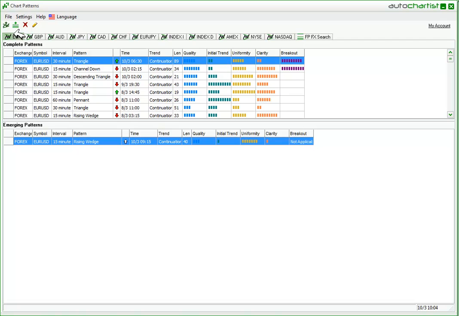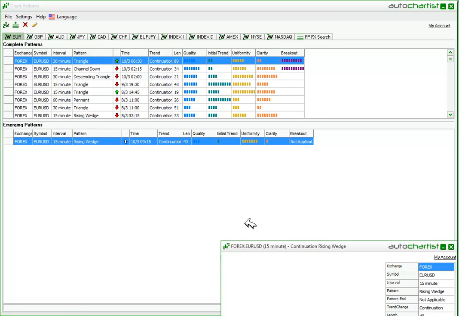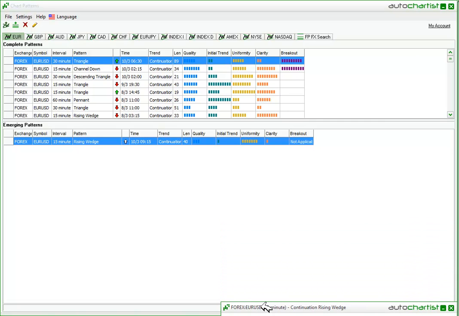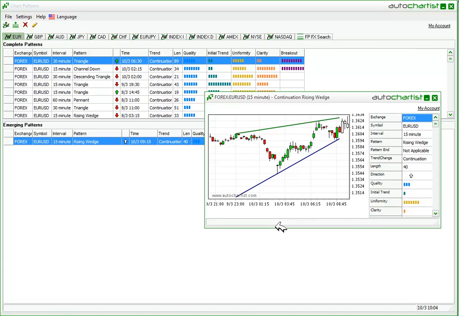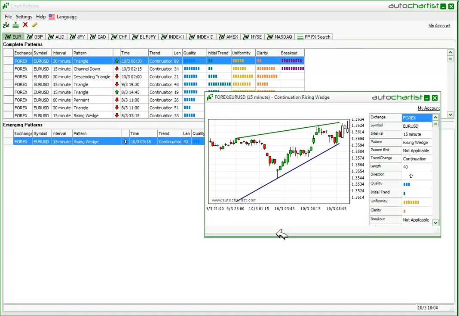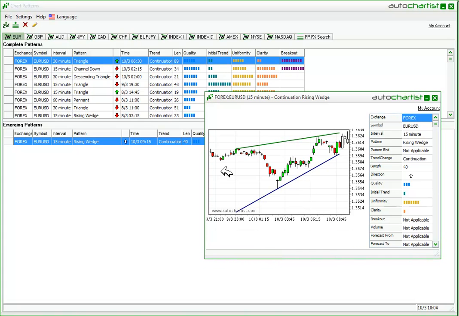So when I am looking at potential trades, I want to set up proactively. I'll focus on the emerging pattern side, and this particular heading, the emerging patterns heading, what it's ideally suited for is more proactive setups. In other words, for example, I have a rising wedge pattern that has formed.